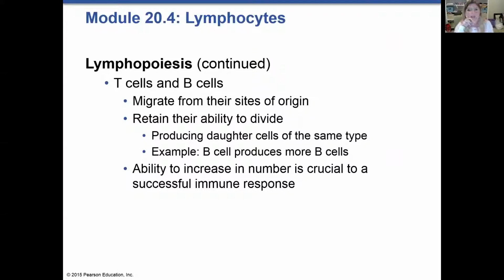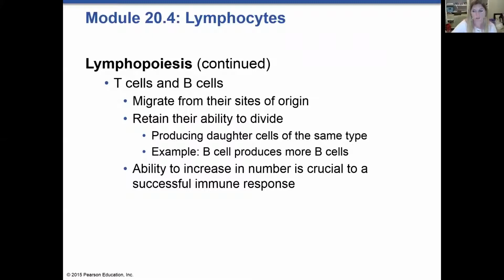So the T cells and B cells migrate from their sites of origin. They retain their ability to divide. So once they're in place, right? Once they're in the peripheral tissues, sitting and waiting in a lymph node, or sitting and waiting in the spleen, or wherever they're waiting, they're going to wait to be activated. And when they're activated, they will divide. That's one of the first things they'll do. So they have the ability to increase their number outside of the lymphatic tissue.